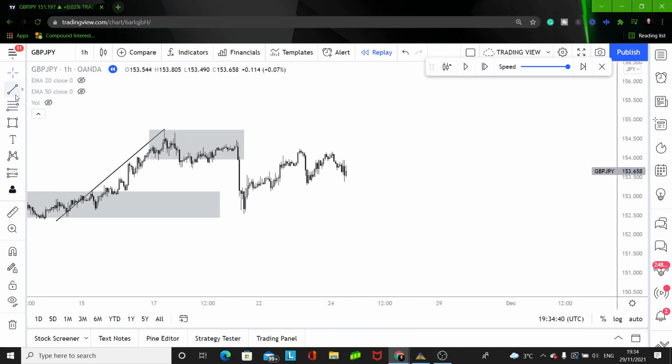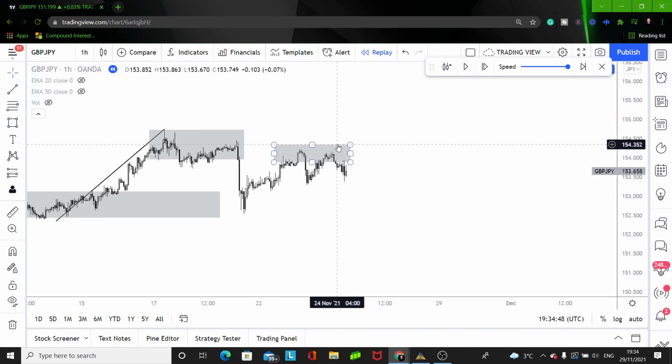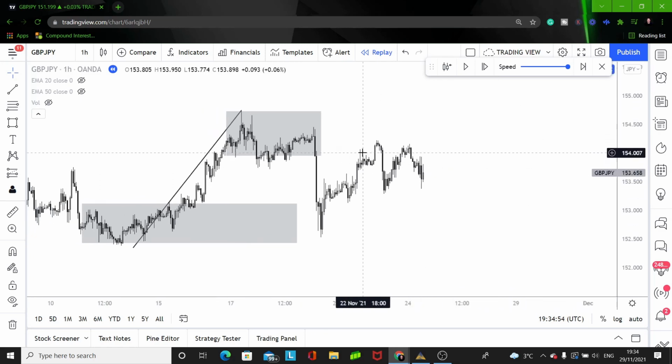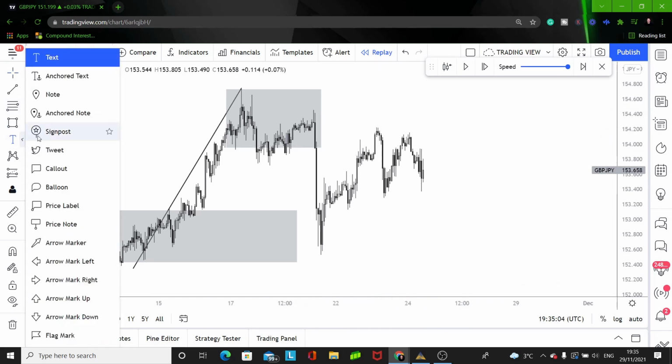Again, a similar sort of thing could be argued, right? The generation or the transfer of liquidity. This is the difference between an order block and a supply zone. This area is a supply zone. This is an order block. We've got liquidity generation through here.